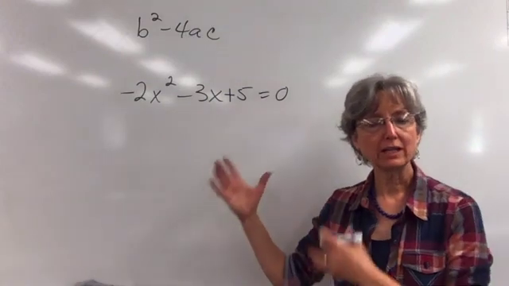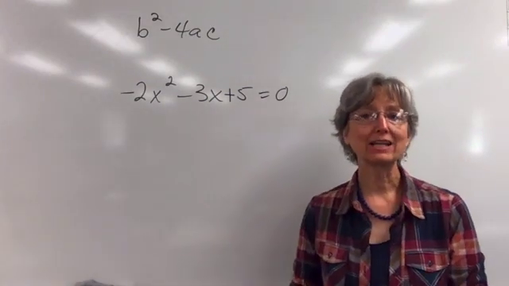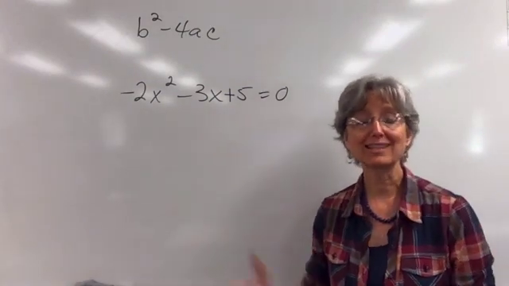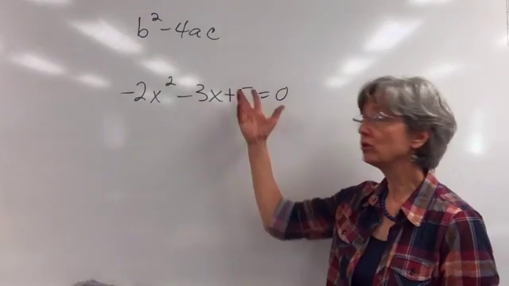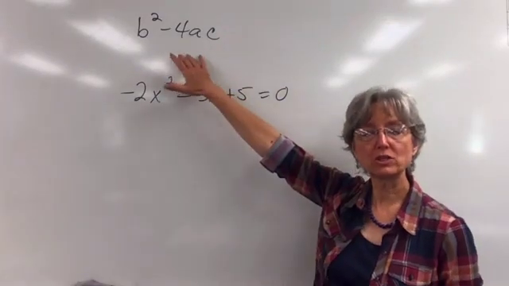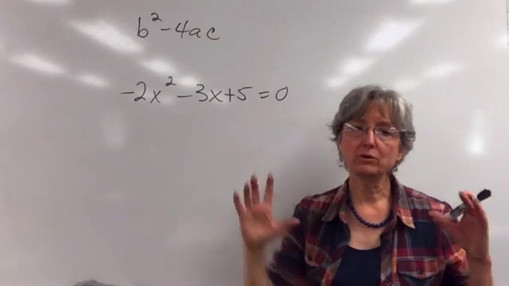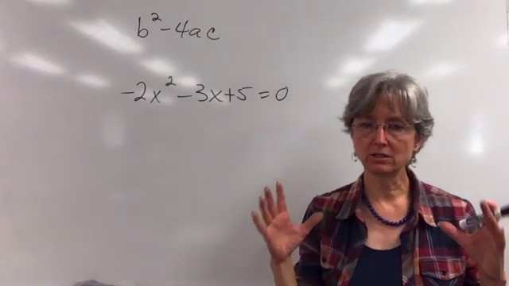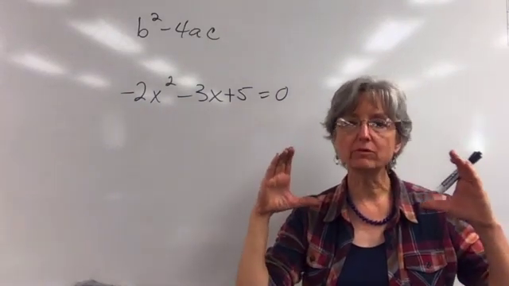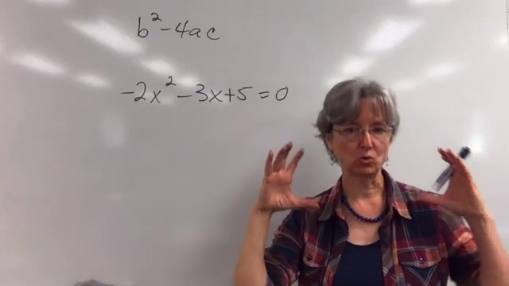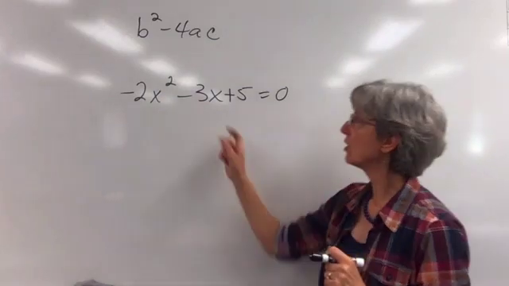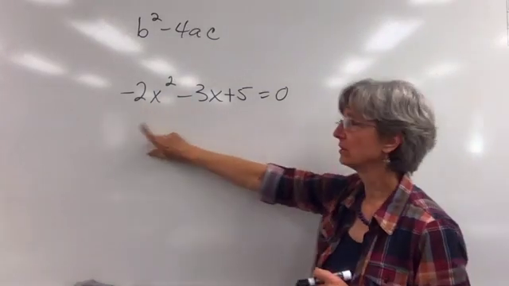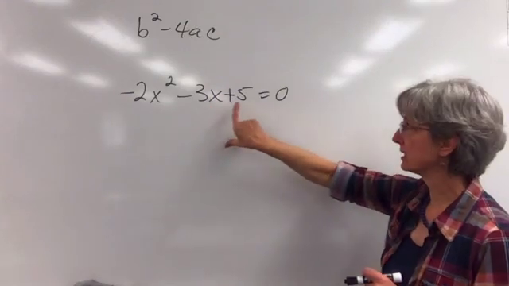So you may get a quadratic like this, and you may be asked what are the number of solutions that this quadratic has. You would use the discriminant. You would use the b squared minus 4ac. And if you have trouble memorizing the discriminant, just remember it's the part of the formula inside the square root, all right? So a is negative 2, b is negative 3, c is 5.